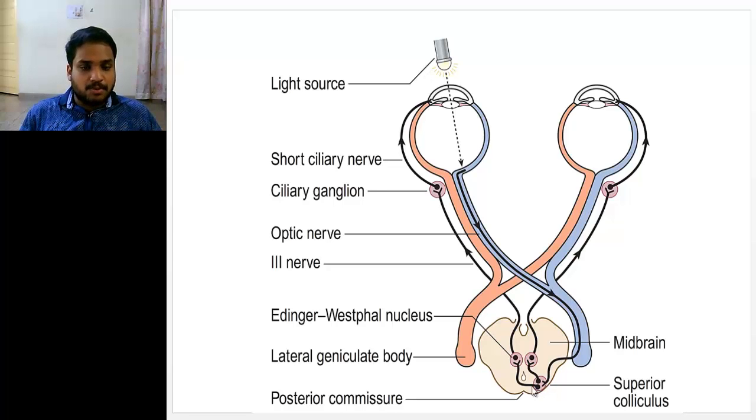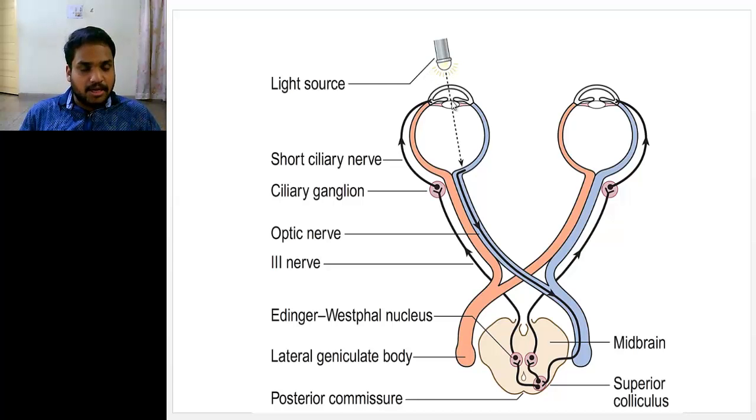Now the pretectal nucleus projects bilaterally, that is, onto the Edinger-Westphal nucleus on both sides. So from this pretectal nucleus, the impulse would reach the Edinger-Westphal nucleus on both sides. Fine. And from the Edinger-Westphal nucleus, the parasympathetic fibers, through the third cranial nerve, reach the ciliary ganglion, and through the short ciliary nerve, it supplies the constrictor muscles, that is the sphincter pupillae, causing the constriction of the pupil.